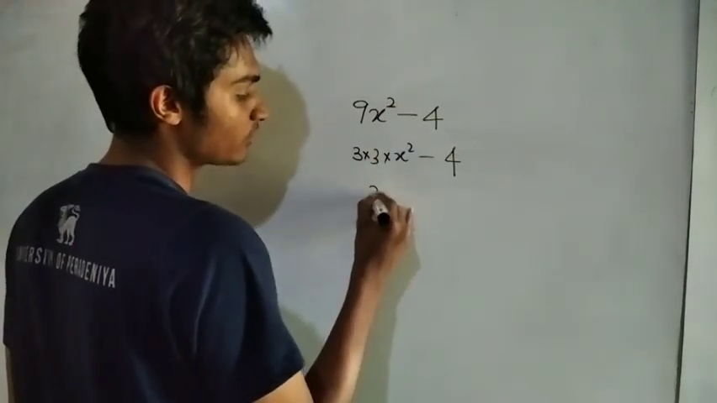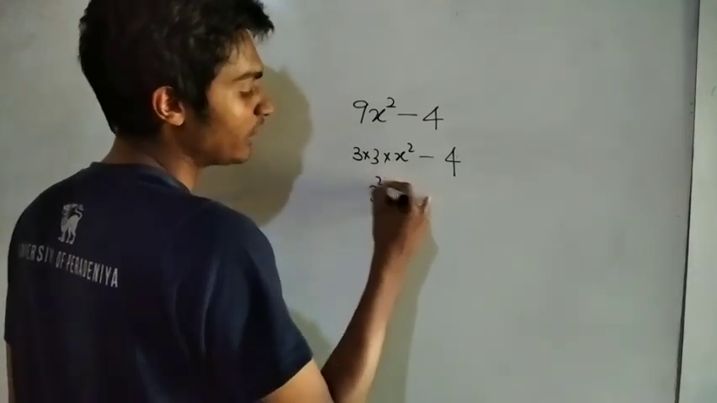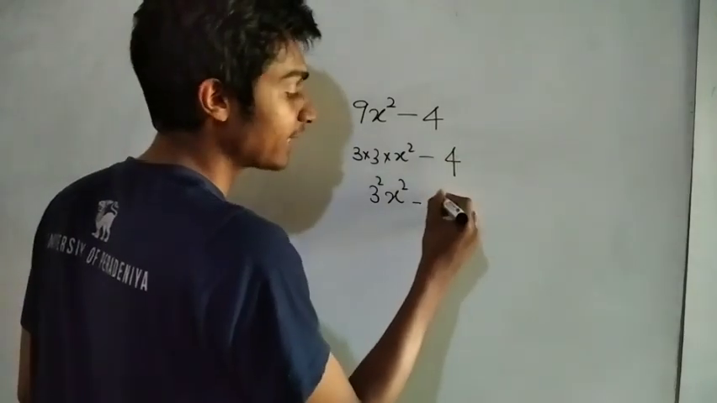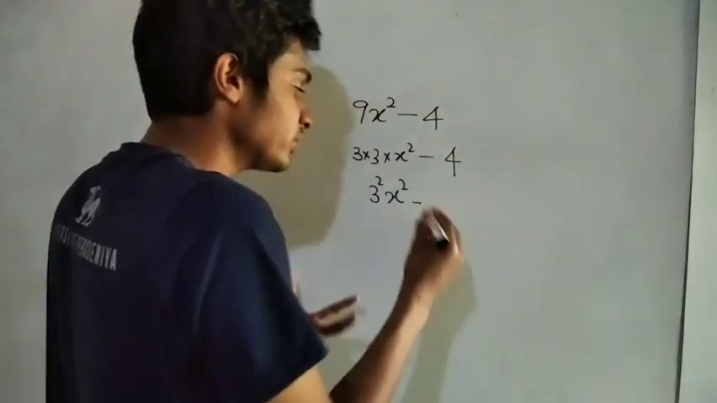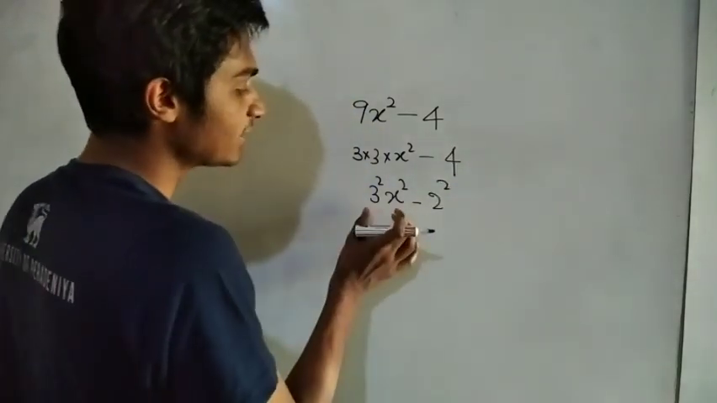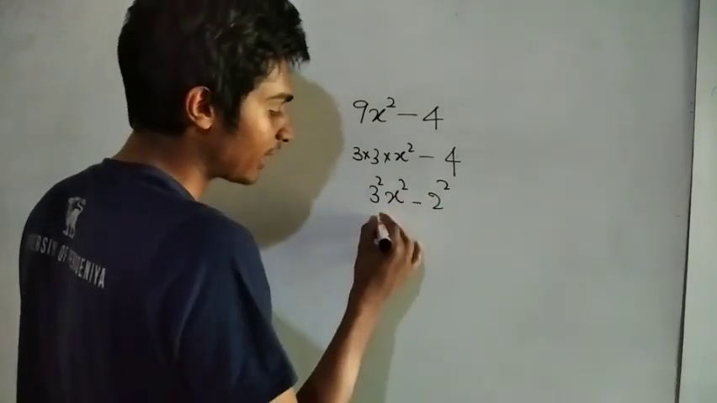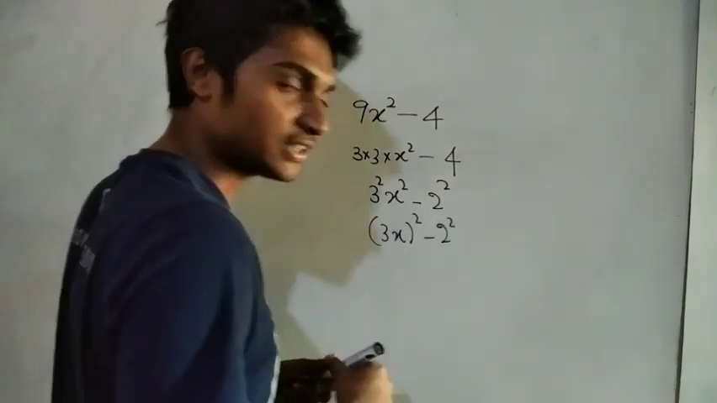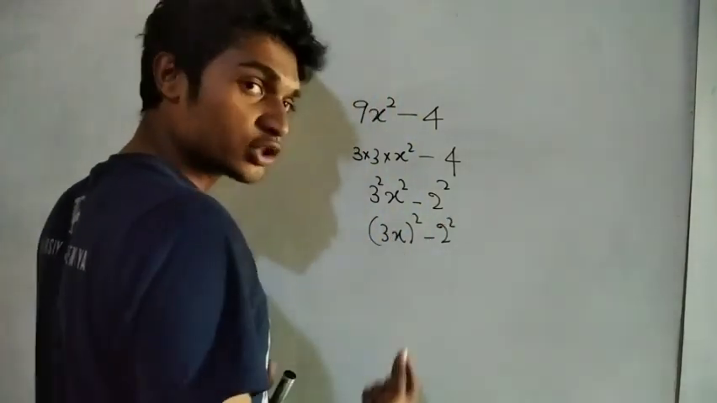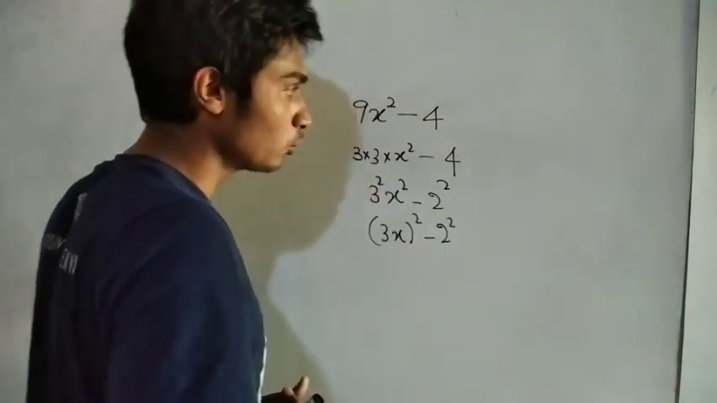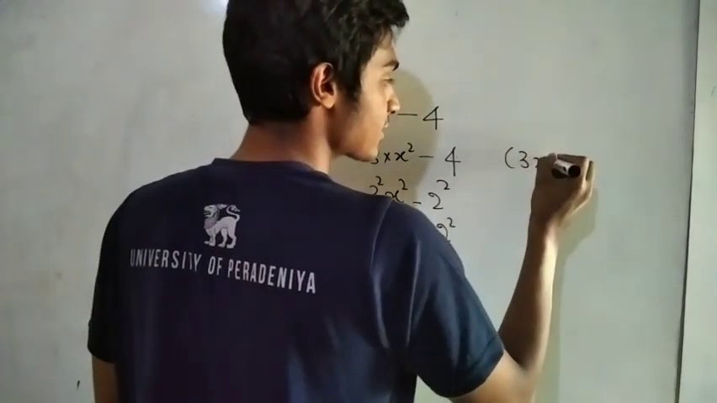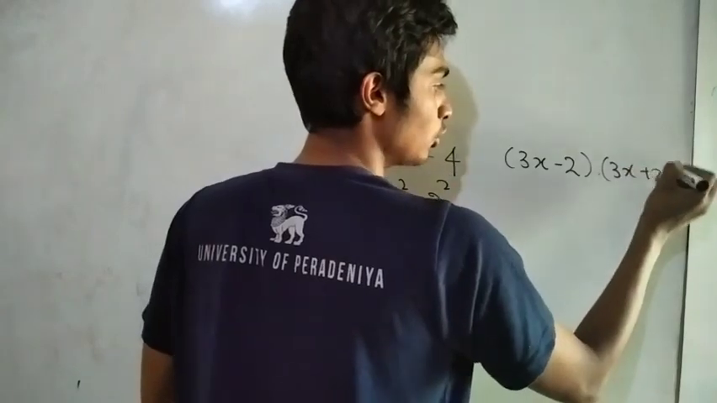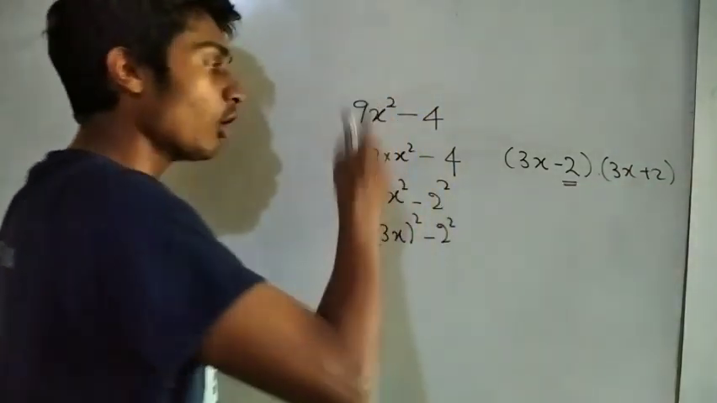Now 3 into 3 is going to be 3 squared into x squared. The multiplication mark is not necessary, so you can put it as x squared itself. Minus 4 should be written as, 4 can be written as 2 into 2, so it's simply 2 squared. Now if you consider this 3 squared x squared, it can be written inside the bracket as 3x whole thing squared minus 2 squared. This is very simple algebra. Now 3x whole thing squared minus 2 squared is a difference of 2 squares, and this can be written as 3x minus 2 into 3x plus 2, and this is the complete factorization of 9x squared minus 4.